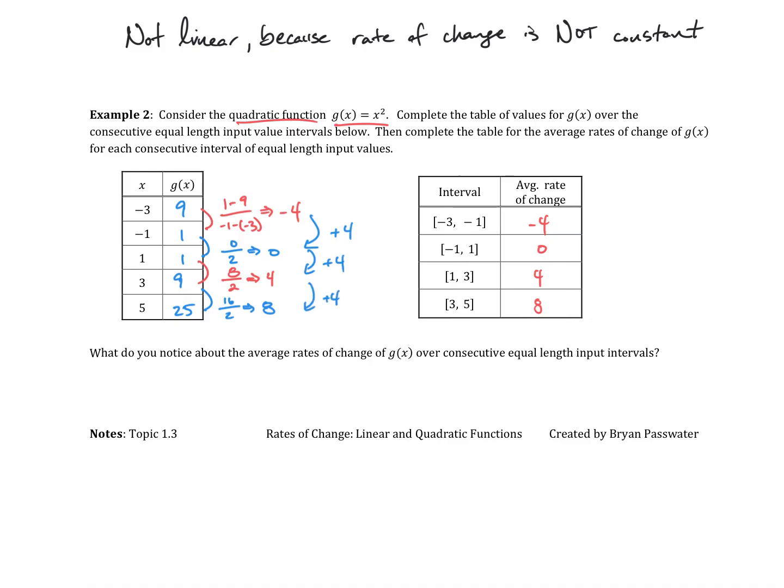And so it's not the first rate of change that is constant. It's the change of the change that is constant. It's the second rate of change that is constant, or my second difference is constant. That's what actually makes it a quadratic. So we notice that the average rate of changes are linear. The second differences are constant.